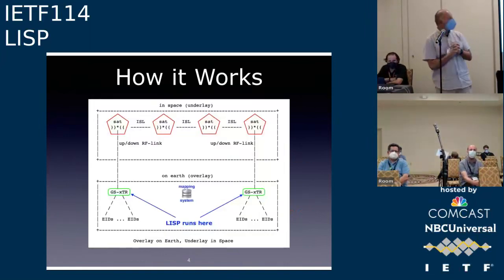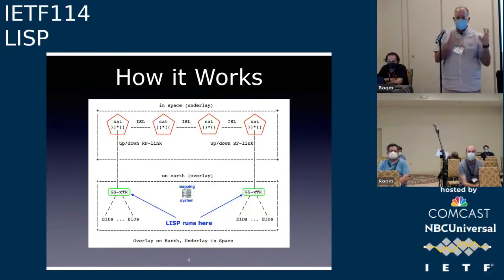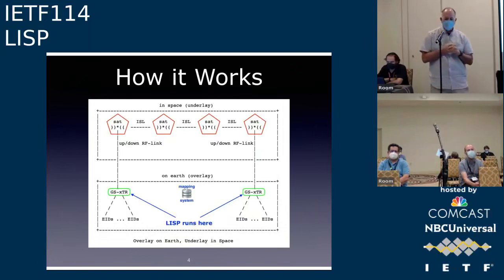So here's a pictorial. We see those satellites up in space. We call that the underlay. And we see those links between satellites called ISLs, intersatellite links. Those are typically one or more laser links that go between the satellites in low Earth orbit, in LEO. And it turns out that this is what Amazon is about to deploy, as well as SpaceX doing with Starlink.